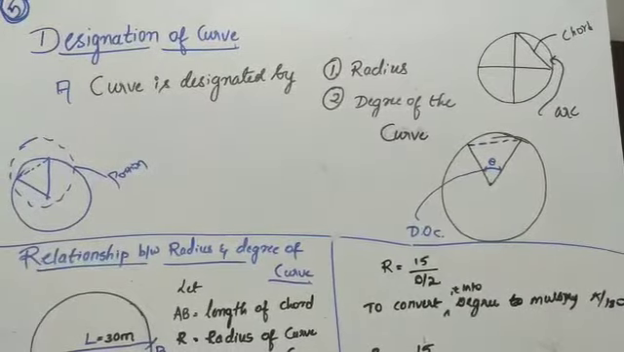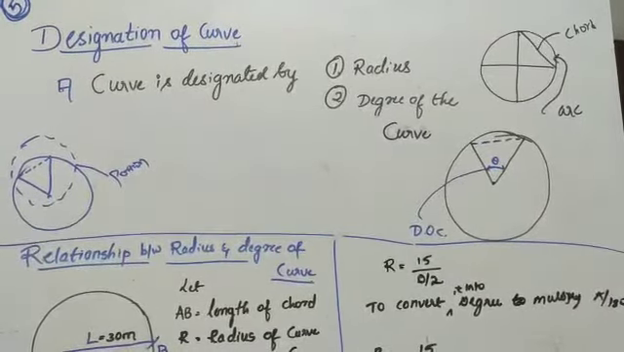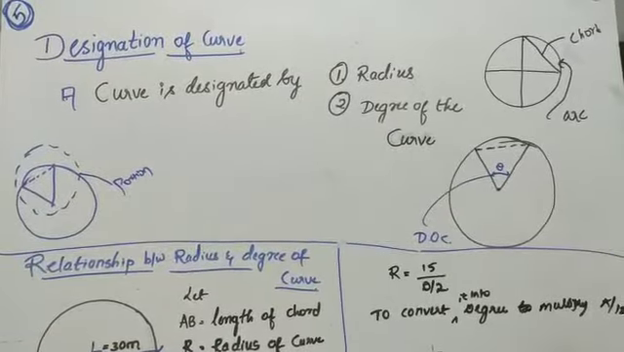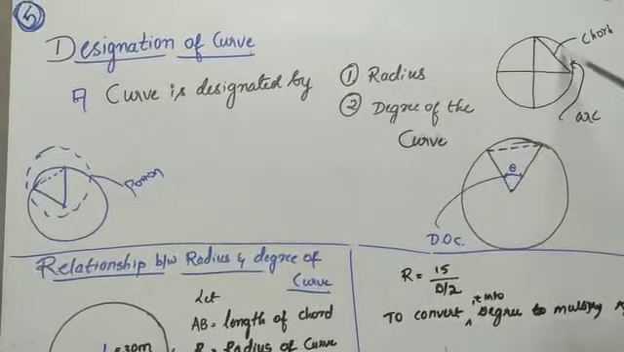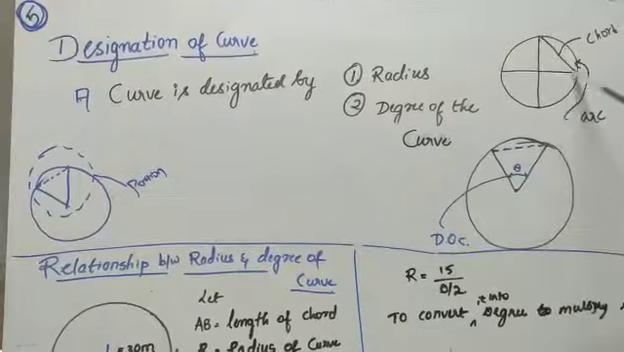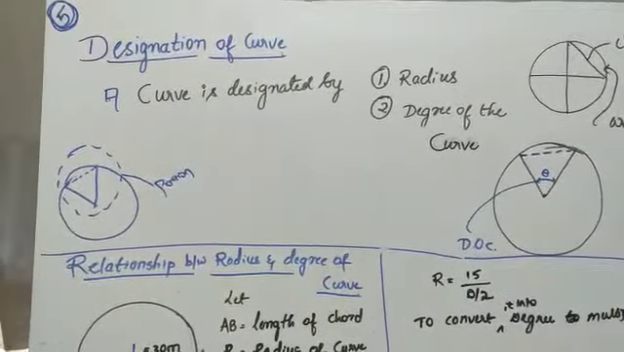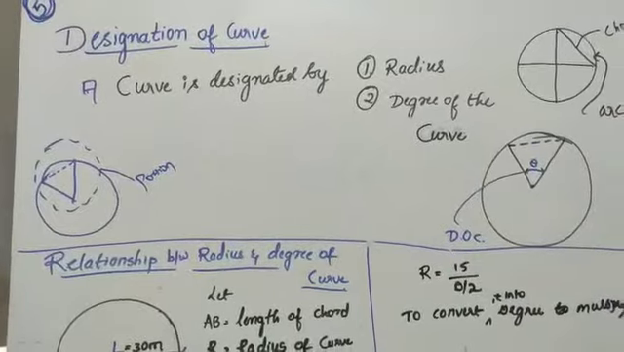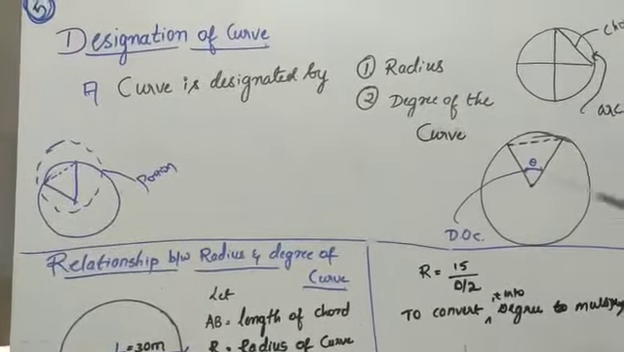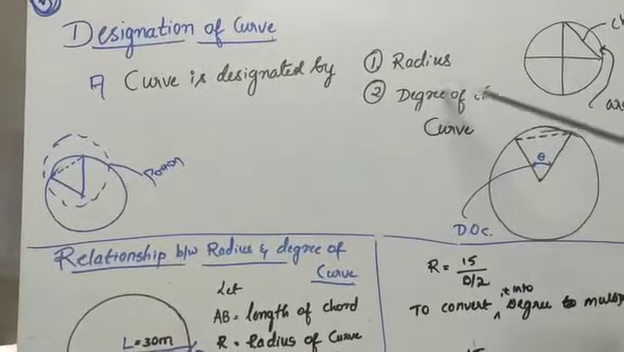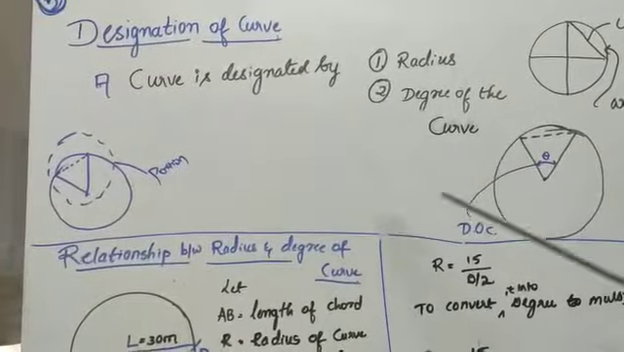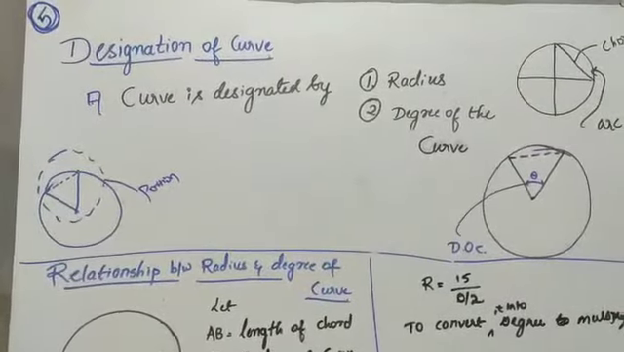Coming to the next topic, that is designation of a curve. Usually, how is a circular curve designated? Designated is nothing but how it is going to identify itself. A curve is designated either with the help of radius or degree of the curve.